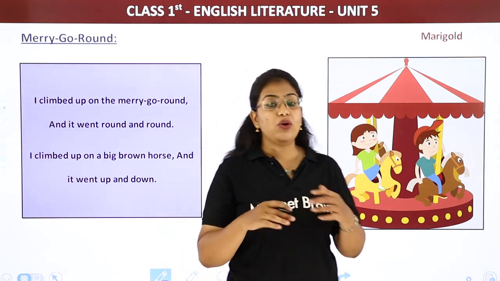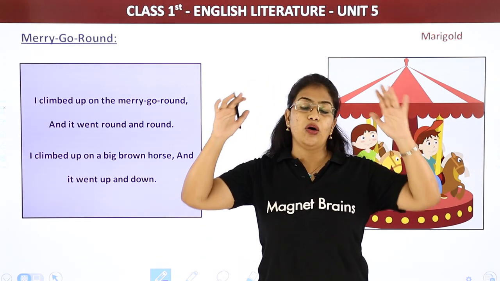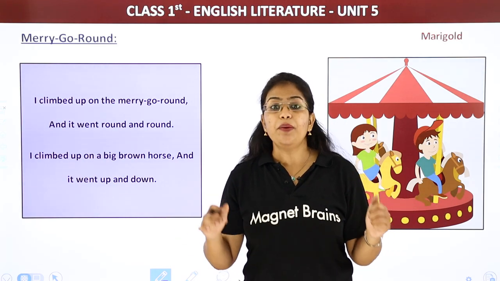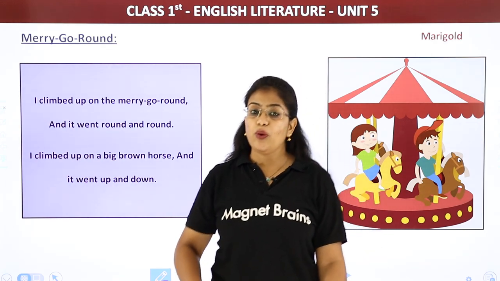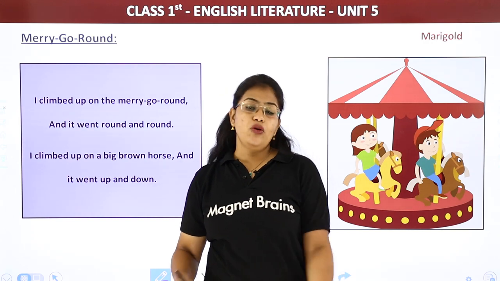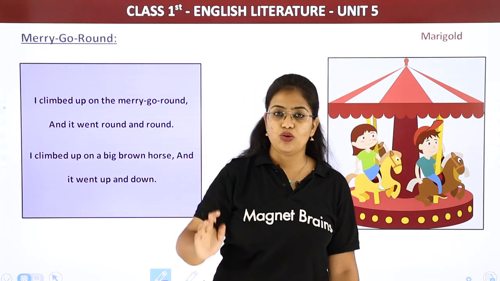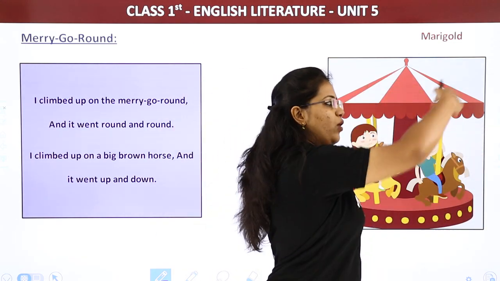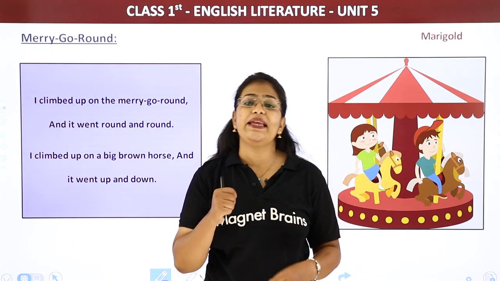Now, merry-go-round mein jo seat usko mila, how was it? It was a wooden horse. Kaisa horse? Wooden brown horse. Big wooden brown horse. And how did it go? It went up and down. Full merry-go-round kaise ja raha tha? Round and round. The horse was going up and down, round and round. Theek hai? You've seen a merry-go-round, then you'll understand ki kaise wo ja raha tha.